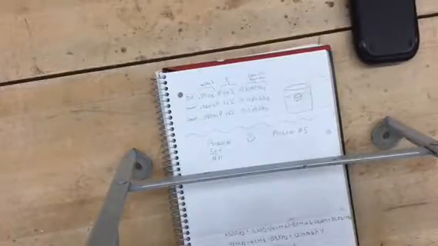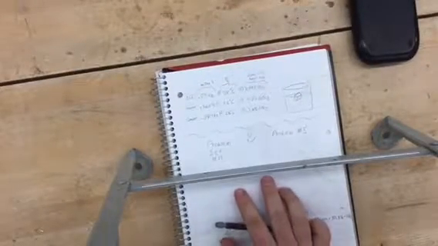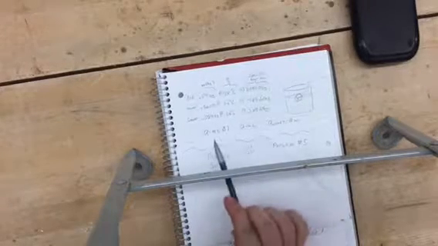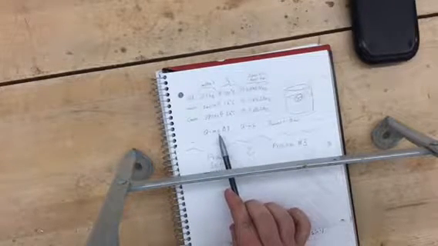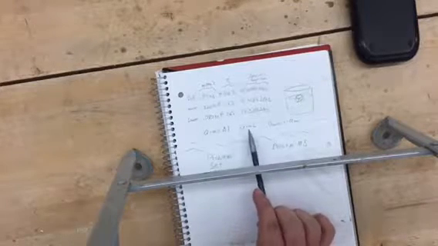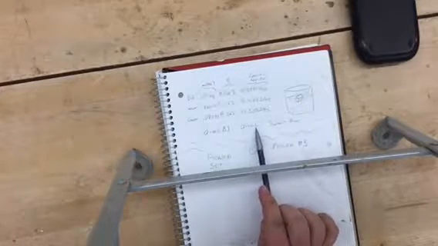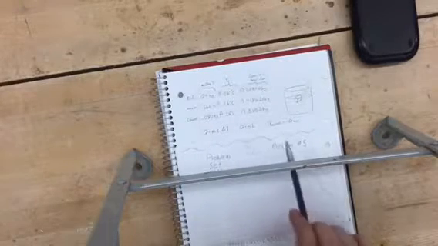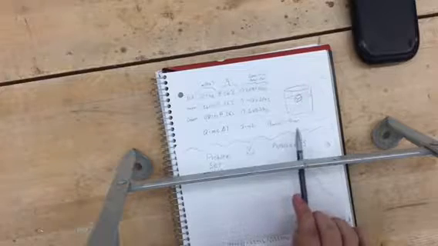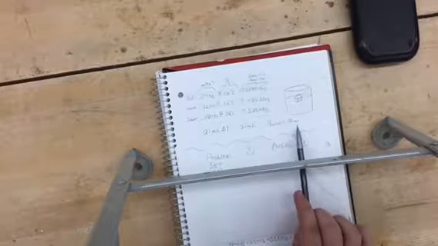Now that we have our givens, we can move on to our equations. We're going to be using Q equals mass times specific heat capacity times the change in temperature. We're also going to be using Q equals mass times the latent heat, and we're also going to be using the Q gained is going to be equal to the negative Q lost.